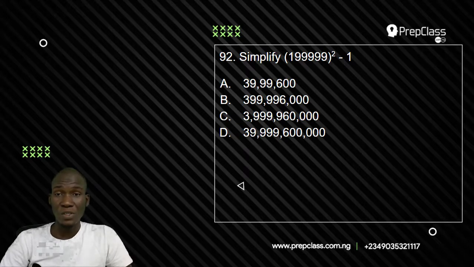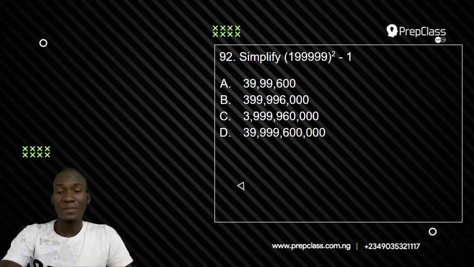How do we solve this question? We have 199,999 raised to the power of 2 minus 1. How should we solve this? Should we start by multiplying 199,999 by itself? No, we are simply going to follow a simple logic.